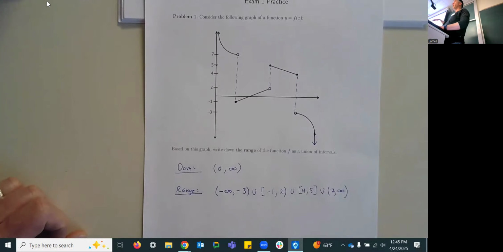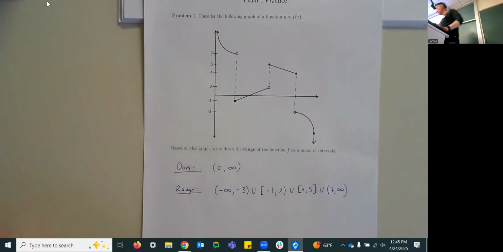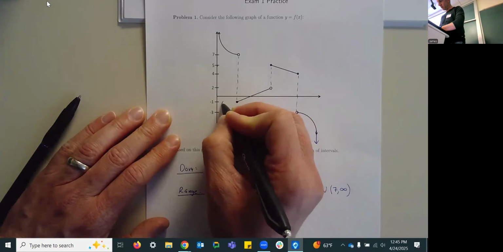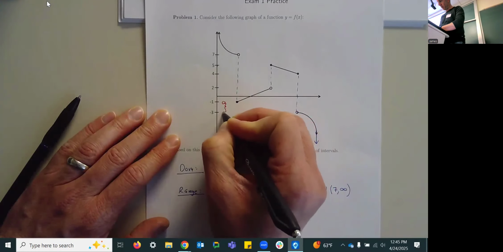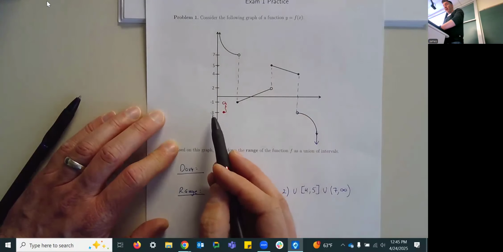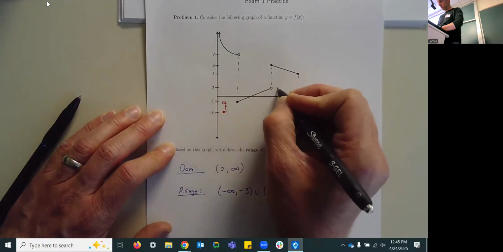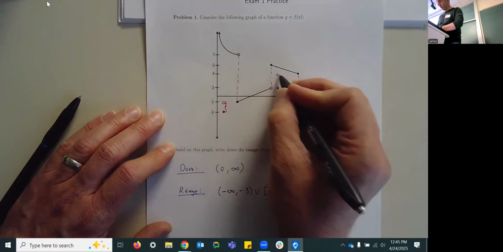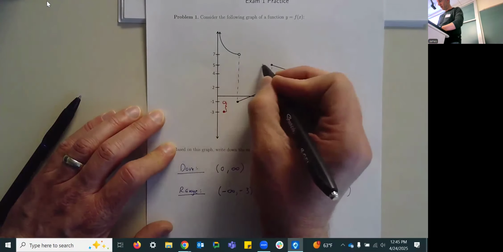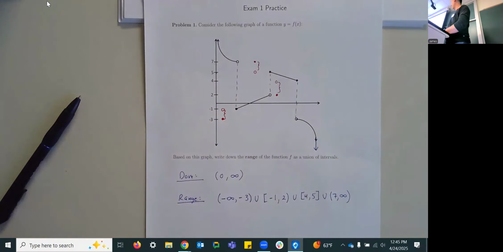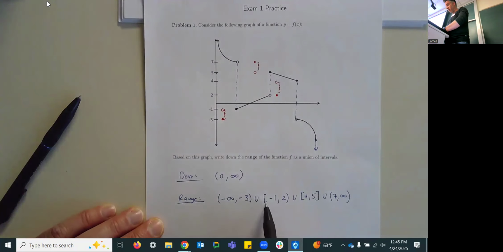It's looking for every y value you get, and we're trying to not write down the ones we don't get. So I'll point out we are missing everything between -3 and -1. We don't get -3. We do get -1. We're missing everything between 2 inclusive and 4 exclusive. We're missing everything between 5 exclusive and 7 inclusive. Those are all the things we're missing, right? We don't have anything between -3 and -1. We don't have anything between 2 and 4. We don't have anything between 5 and 7.